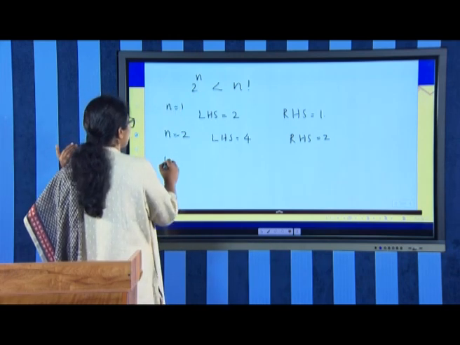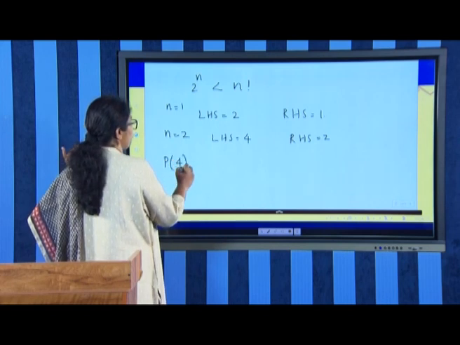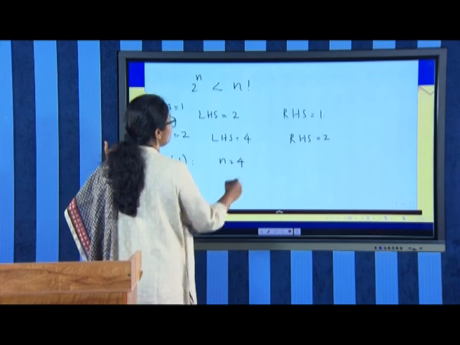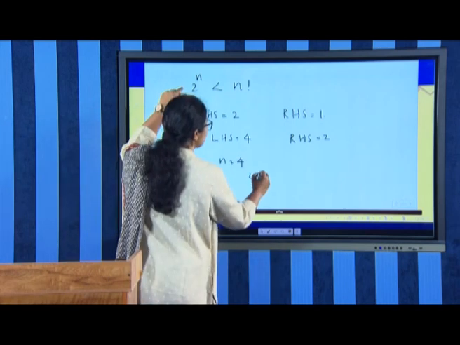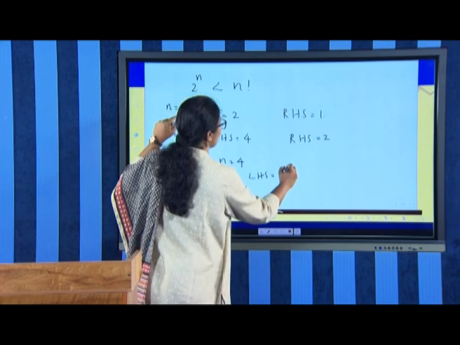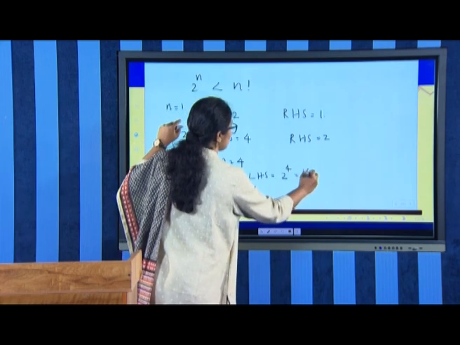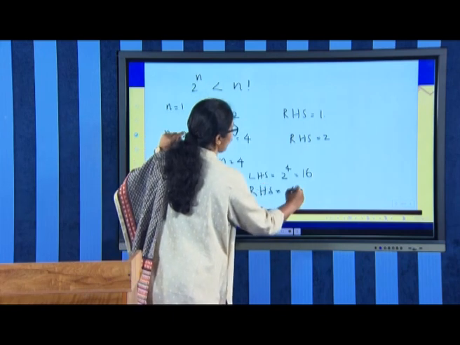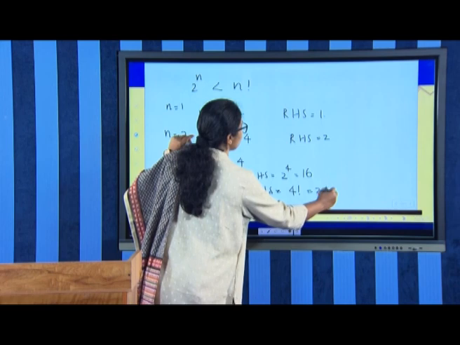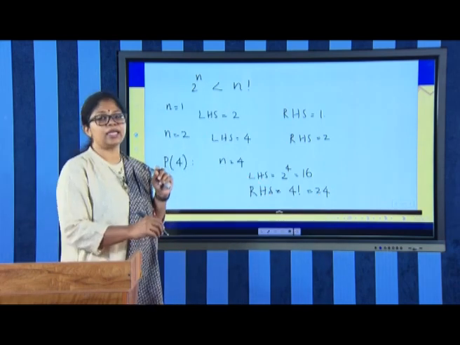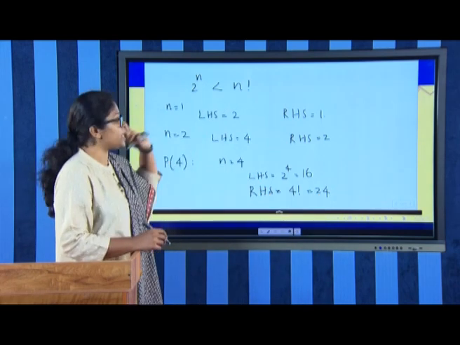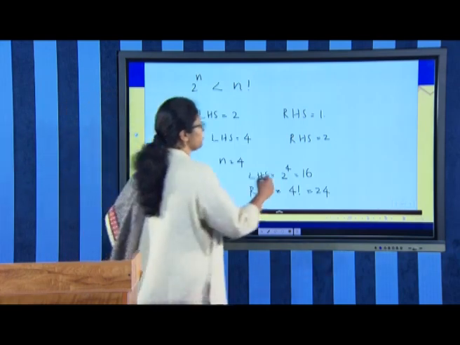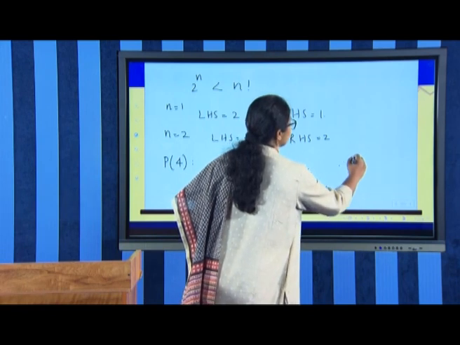But for n equal to 4, we consider P of 4. P of 4 is the case for n equal to 4. We take the LHS equal to 2 power 4, which is equal to 16, whereas RHS is equal to 4 factorial, which is equal to 24. So, we can see that the inequality is less than there. So, 16 is less than 24, and so P of 4 is true.